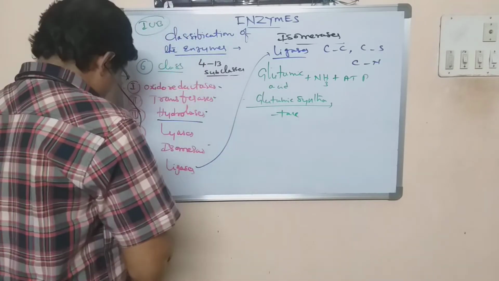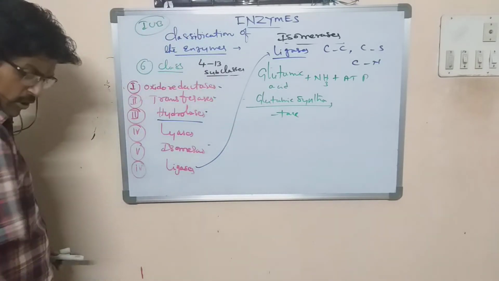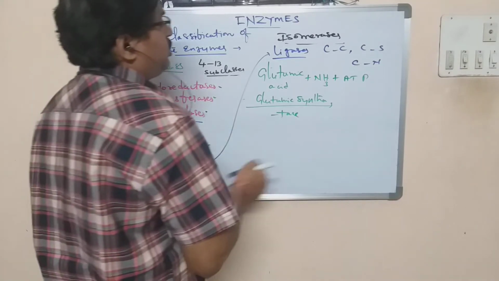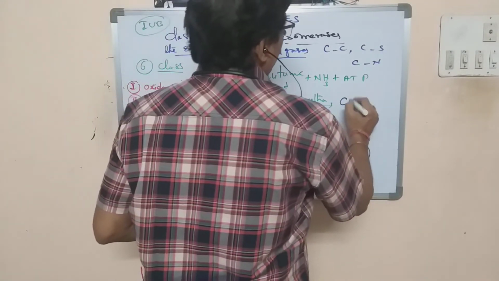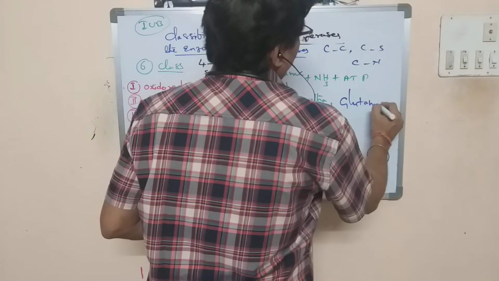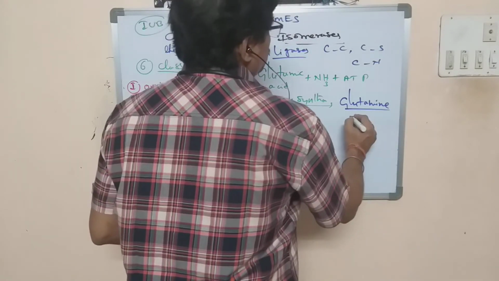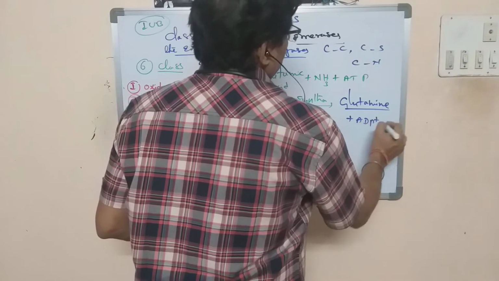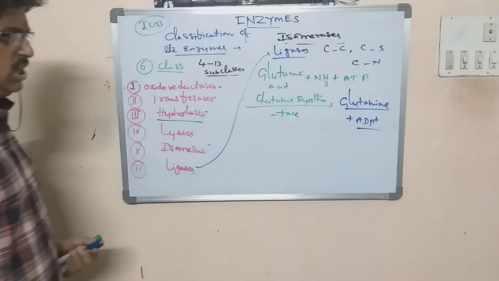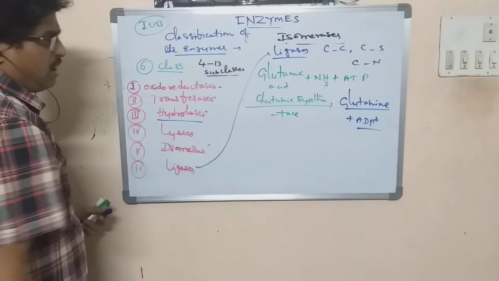Now a new product is going to be produced here, that is called glutamine. Only one product here. In this case ATP is being used, and that's the reason it is produced. So this is a ligase, one of the examples of this one.